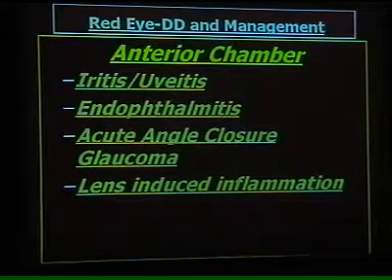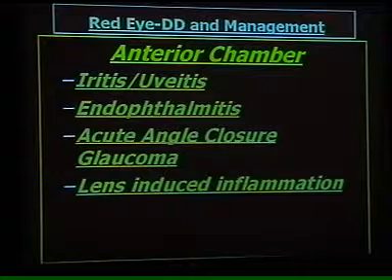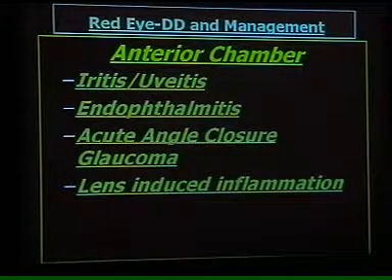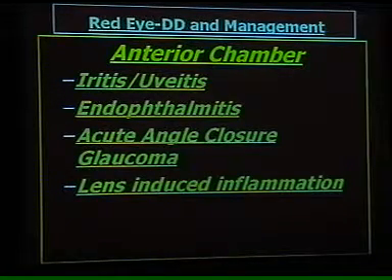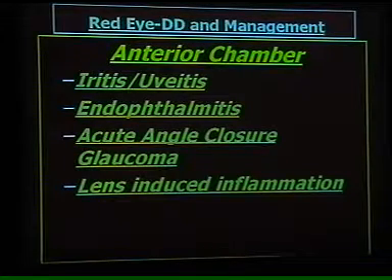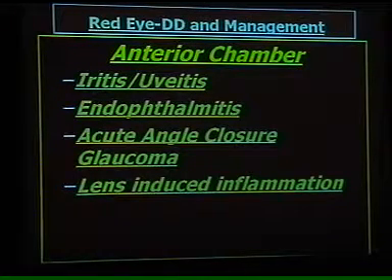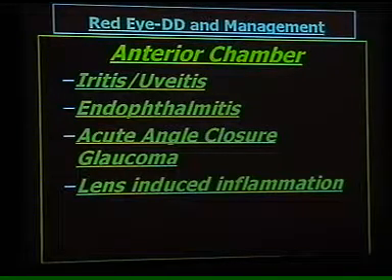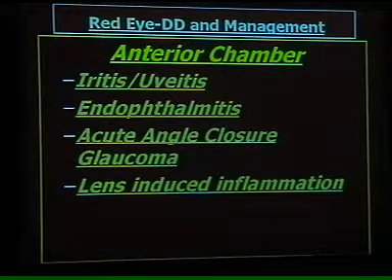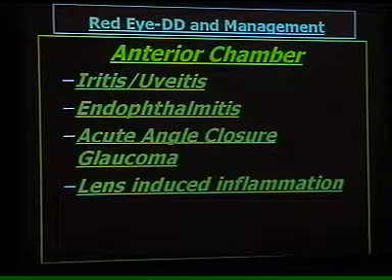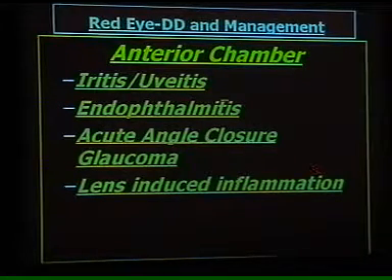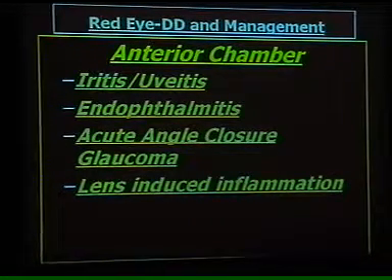Endophthalmitis is the inflammation of all the 3 coats of the eye, the retina, choroid, and the sclera. That is endophthalmitis. Then acute angle closure glaucoma, which is something very important, and then lens induced inflammation. They all can present with red eye. Out of these 4, these 3 are medical emergencies.